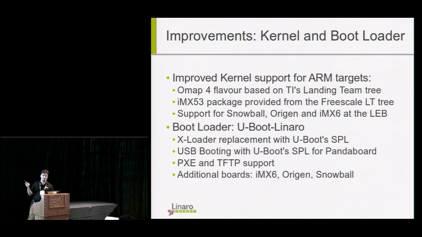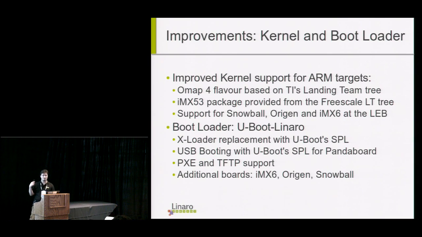And a couple of changes that we did either on the kernel side or on the bootloader side. From the kernel side, for example for OMAP4, you're going to see optimizations and changes that the TI landing team in Linaro did. For MX53, we are providing the kernel package itself based on the Freescale landing team. And we're also pushing additional support for all the other boards that we have, like, for example, Snowball, Origen, MX6, and such, because each landing team provides their own kernel tree for that specific board. And then what we do is basically we package it up and try to push and make it available in Ubuntu as well.